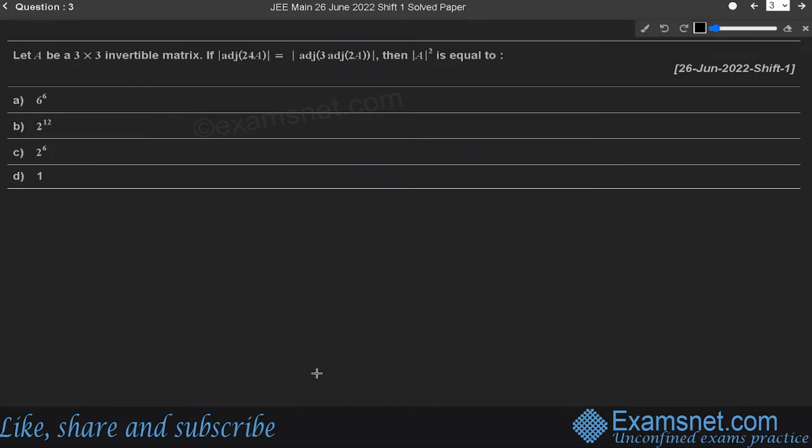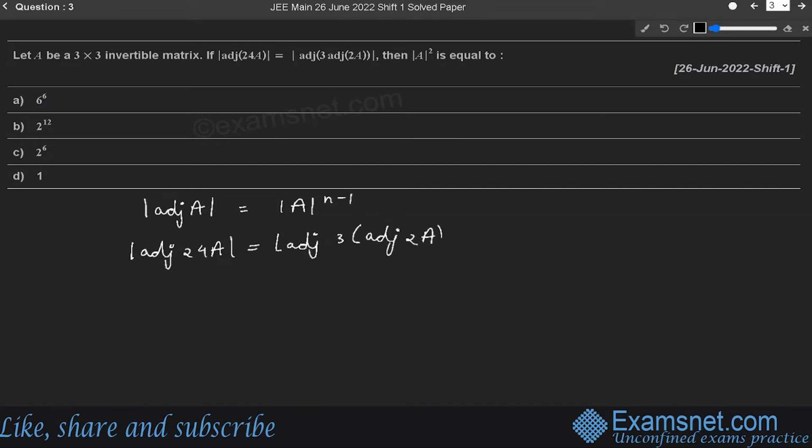Next question is, let A be a 3 cross 3 invertible matrix. If adjoint of 24A is equal to adjoint of 3 into adjoint of 2A, then modulus of A square, or determinant of A square, is equal to what? We know that the modulus of adjoint of A is always equal to modulus of A power n minus 1. Now, similarly, adjoint of 24A will be equal to adjoint of 3 into adjoint of 2A. It is given in the question.